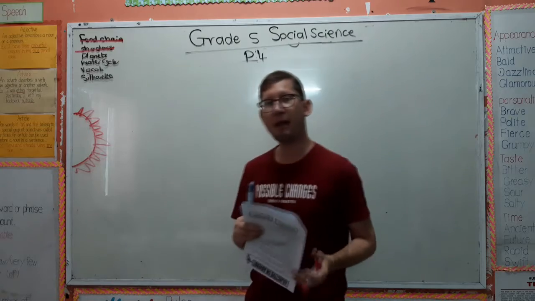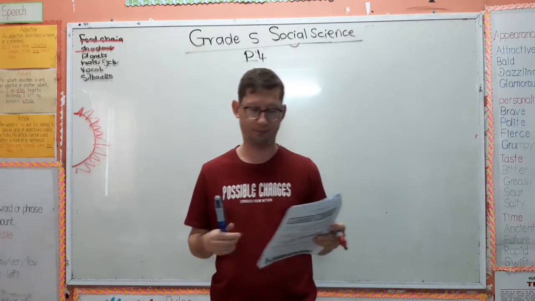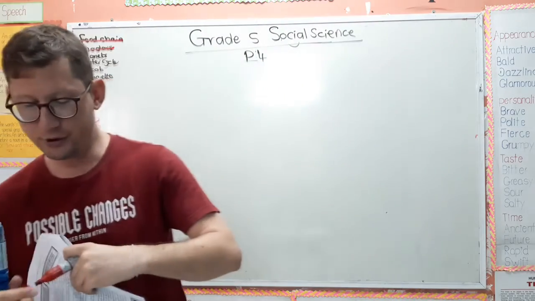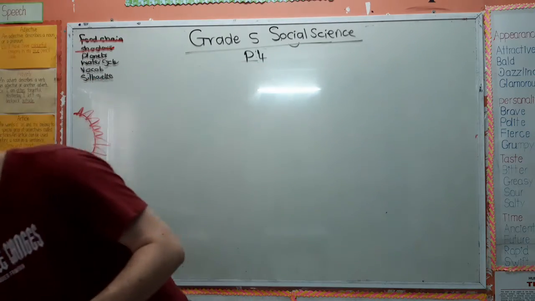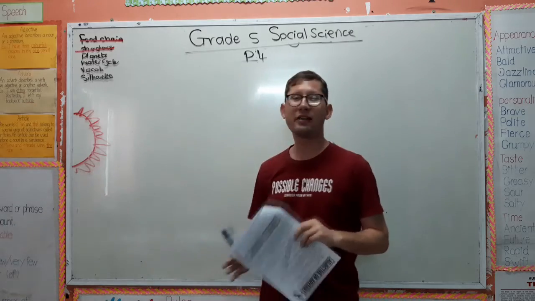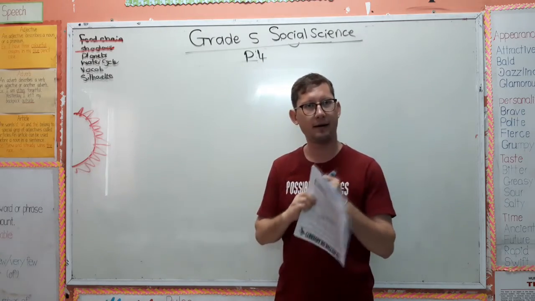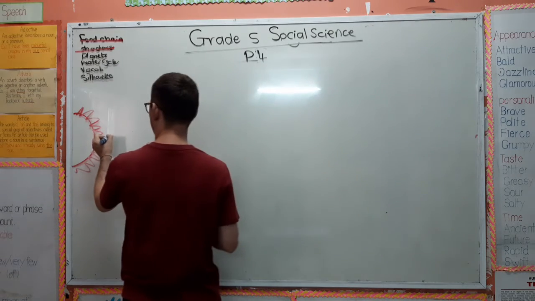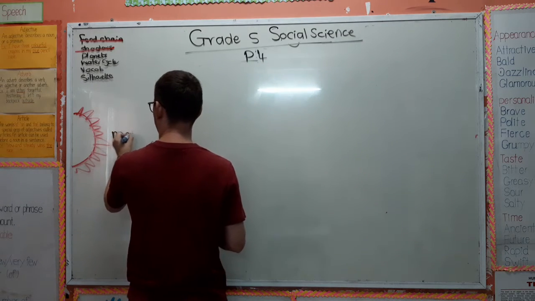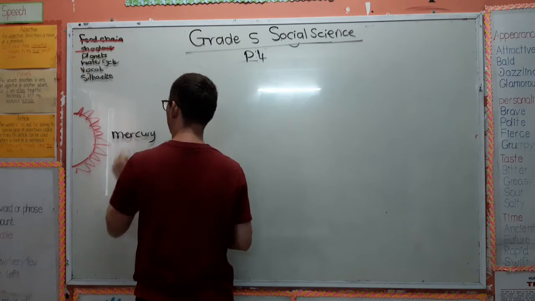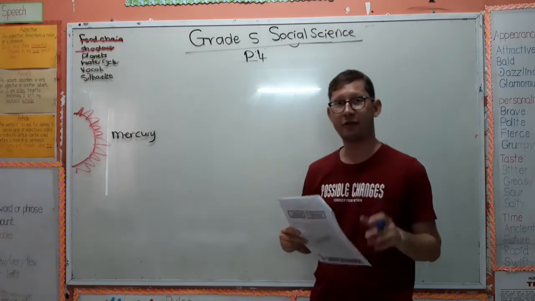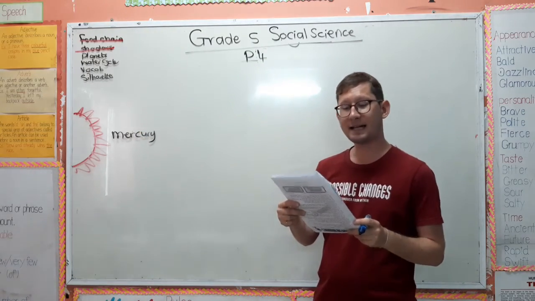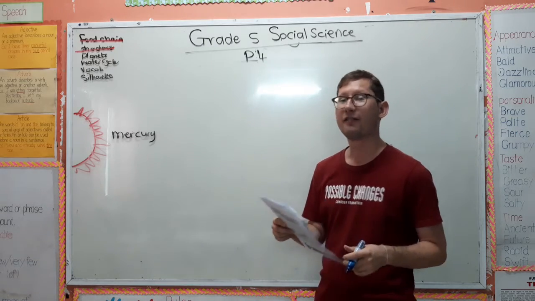Can you name the planets in the correct order? Can you? Let's have a look. What's the planet that's the closest to the Sun? It would be Mercury. Mercury is the first planet. The second planet is Venus.